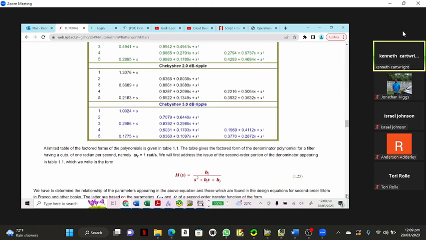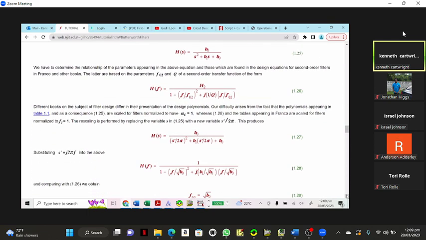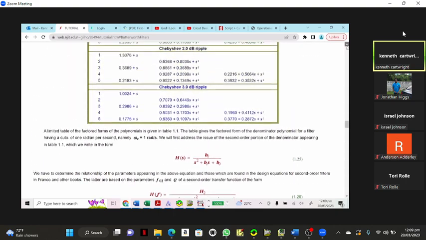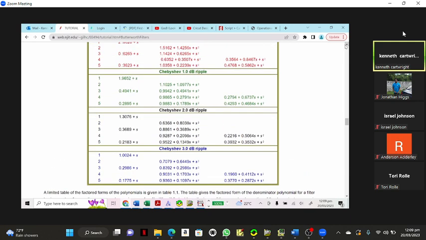Of course, these are normalized, meaning the cutoff frequencies are 1 rad per second. Okay. Now, let me take a 1 dB ripple. So that would be a 1 dB ripple Chebyshev low pass filter, then this would be 1 divided by that polynomial.